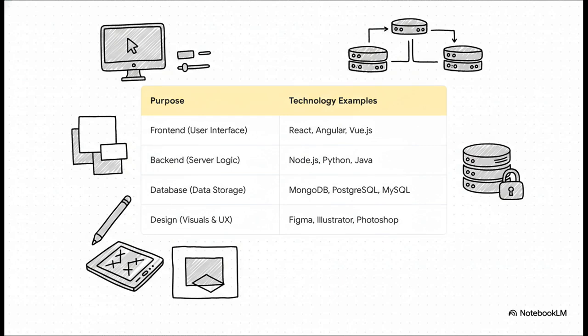You know that collection of technologies used on a project? That's called a tech stack. And this slide breaks it down perfectly. For the front end, the user interface, you've got things like React. For the back end, the server logic, you've got languages like Python or Node.js. For the database, where all the data lives, maybe something like MongoDB. And of course, for the design, you're using tools like Figma. Each part has its own specialized tools.